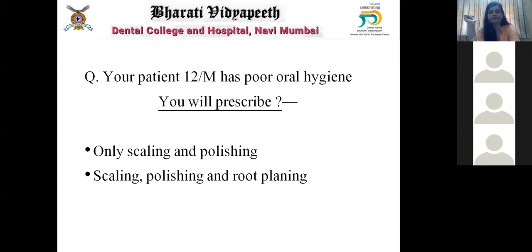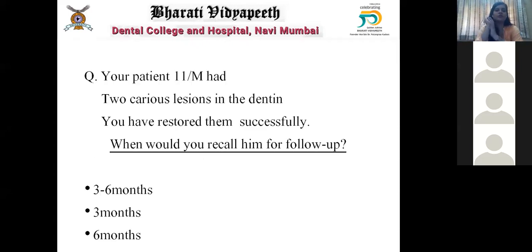Next question. Your patient, an 11 year old male, had 2 carious lesions in the dentine, which you have successfully restored. Now, when will you recall this patient for follow-up? Is it 3 to 6 months, 3 months, or 6 months? What are your answers?